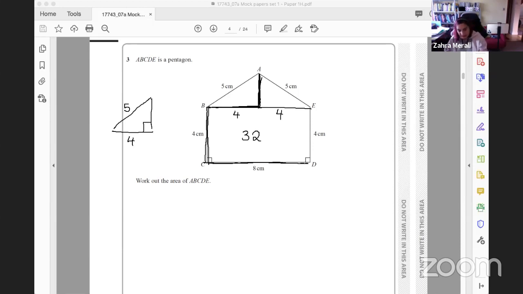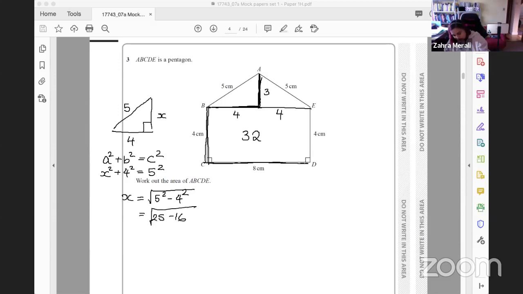So in order to find this side here, using a squared plus b squared equals c squared, I'm going to have this side that I want. So x squared plus 4 squared equals 5 squared. So this side that I want is the square root of 5 squared minus 4 squared. Now, hopefully you may have recognized it as one of those special triangles, which is a 3, 4, 5 triangle. But if you didn't, not a problem. You'd have done 25 minus 16, which is 9, the square root of it, which is 3.